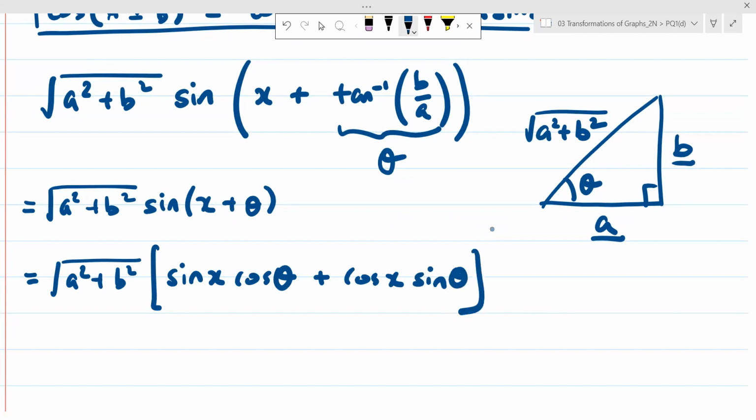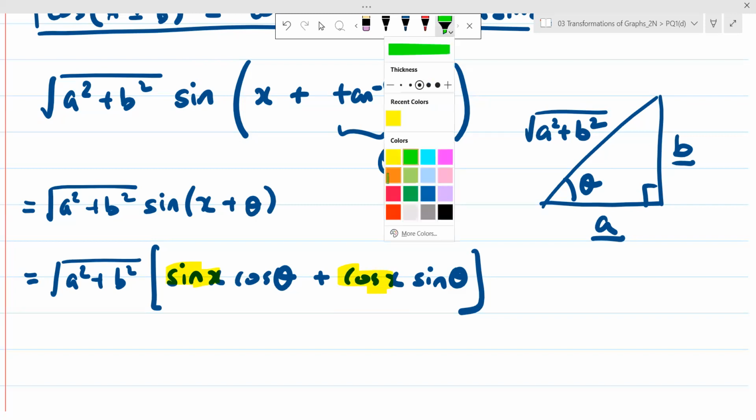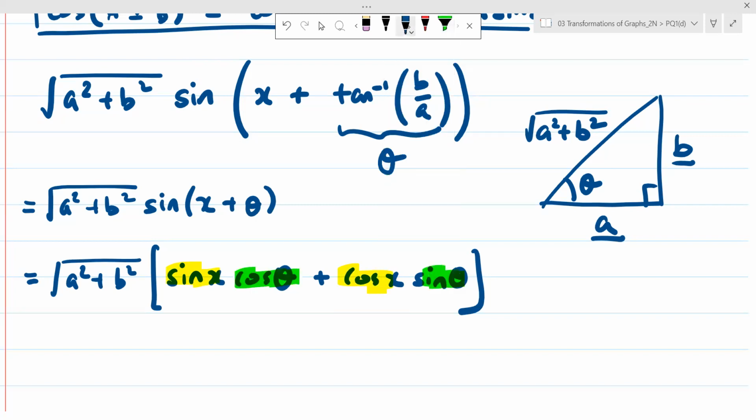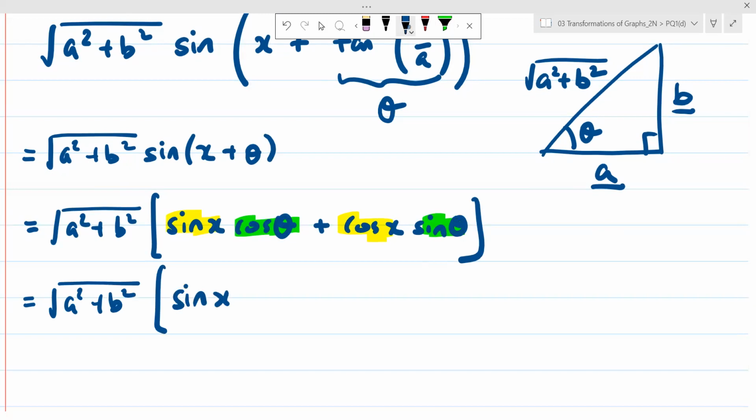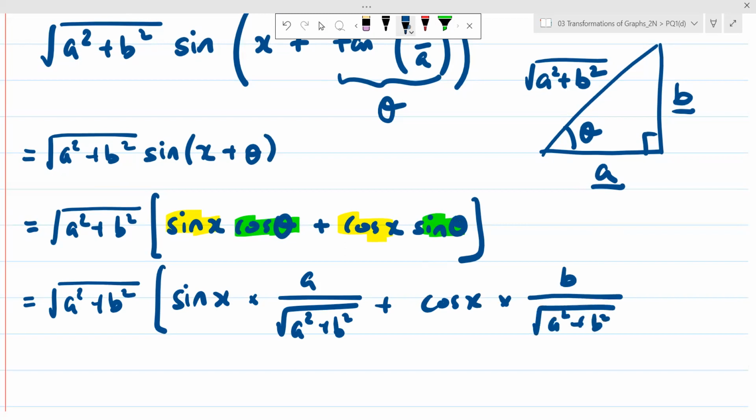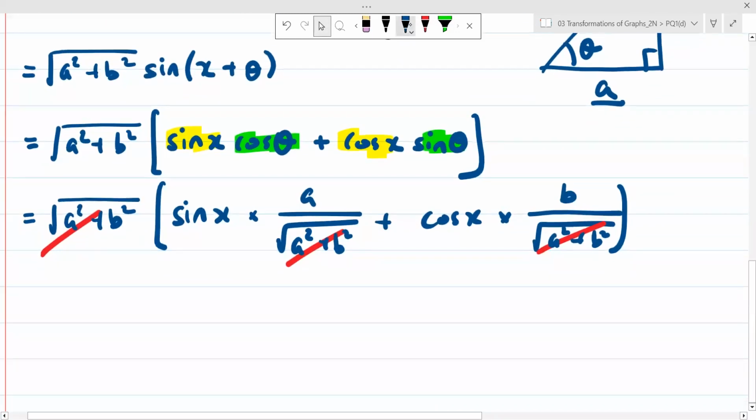My triangle has no x. So the sine x and the cosine x, let's just leave them alone. Don't touch. I'm only going to change my cosine theta and sine theta. What's my cosine theta? Look at the diagram. A over square root a squared plus b squared. Sine theta is b over square root a squared plus b squared. Do you now see that the denominators here cancel off with what's outside? The proof is happening.